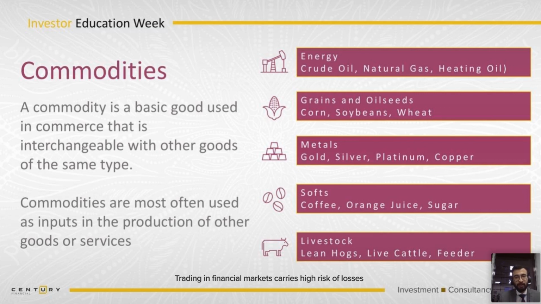So commodities, there are different kinds of commodities. A very basic good used in commerce that is interchangeable with other goods. They're used for production, for goods, services. There are industrial based commodities. There are energy based commodities. So what you see next to the commodities are different kinds. The first kind of commodity is energy. Now, energy, we are talking about fuel, crude oil, natural gas, heating oil, gasoline, for example. All these kinds of energy products are called commodities, right?